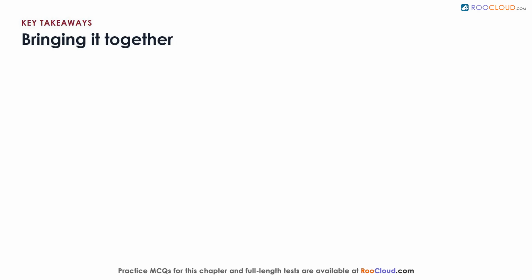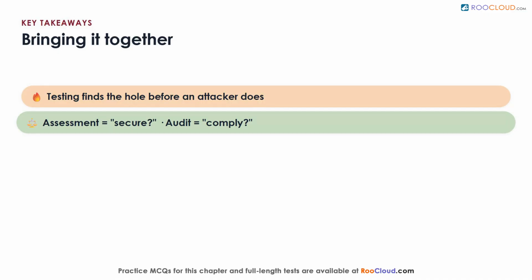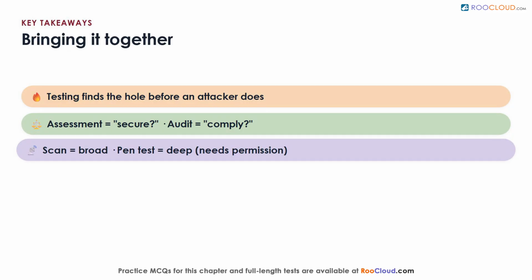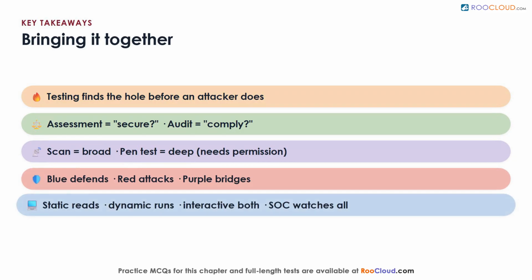Let's bring it together. Testing finds the hole before an attacker does. An assessment asks if you're secure. An audit, if you comply. Scanning is broad. A penetration test is deep and needs permission. Blue defends, red attacks, purple bridges. Static reads the code, dynamic runs it, interactive does both. And a Security Operations Center watches it all. Master these and you'll know exactly what your controls can take.